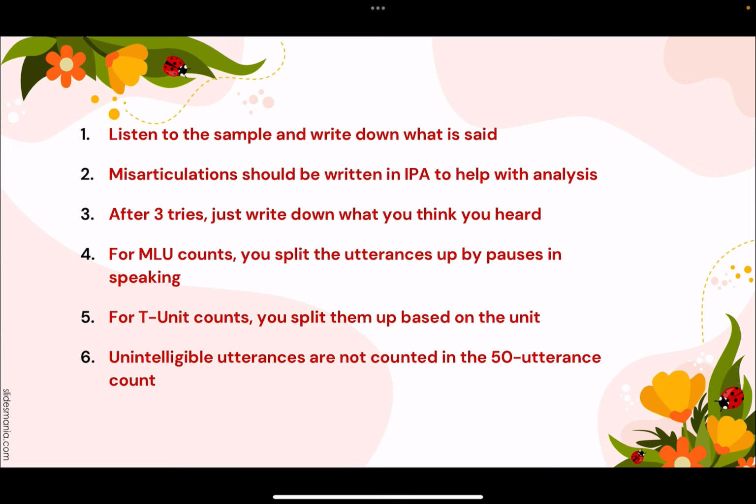So what you're going to do when you're transcribing, sorry, this should have a title up here, and it does not, so my apologies on that, but this is transcribing. So we're going to put the title here for you: transcribe. So when we are transcribing, you're going to listen to the sample and you're going to write down what is said. So that's literally what you're going to do.